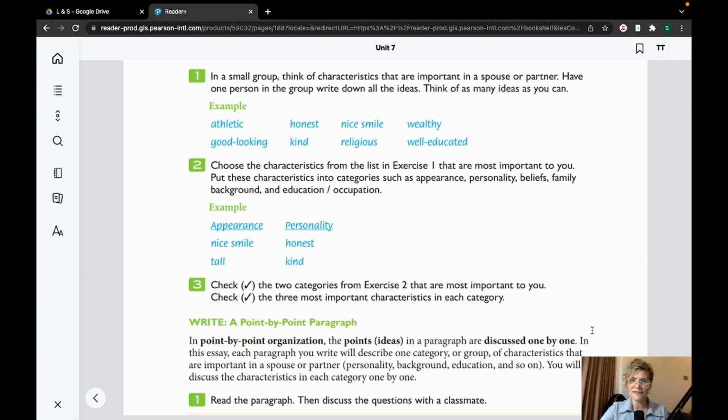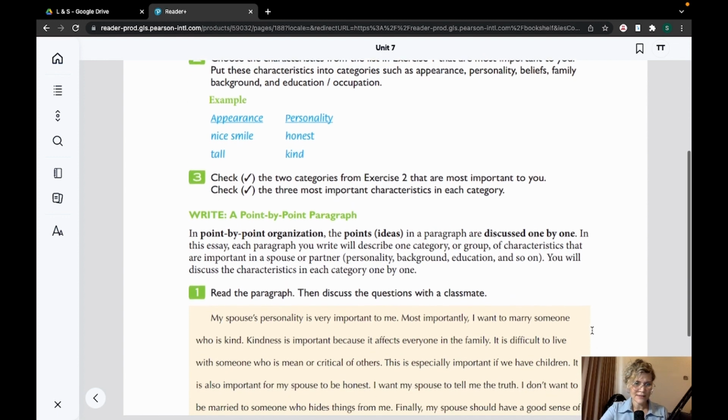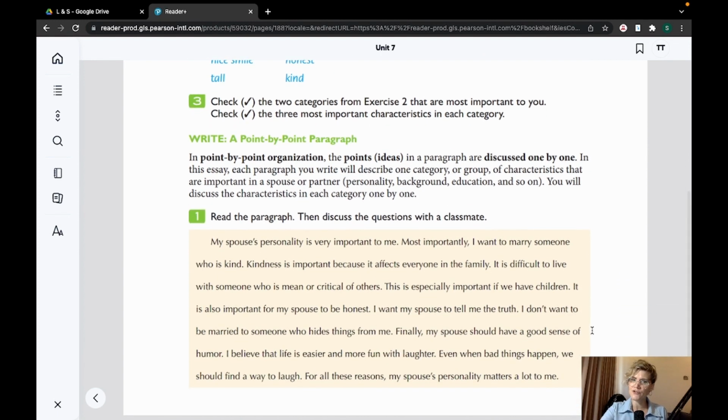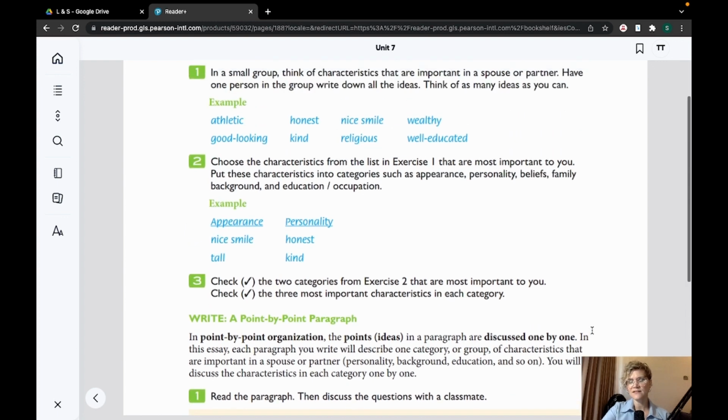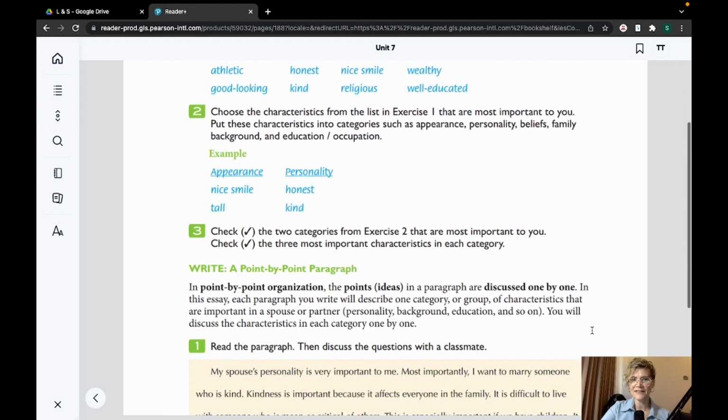So you could do that. Choose characteristics from the list in exercise 1. And then you could start off by writing your outline. But before you do that, it is important that you research first. So really the first step is brainstorming. In this case, it directs you to do categorizing. You can do a pyramid, you can do free writing, you can do just an outline, make a list, a mind map, whatever you want. But you could also follow this by categorizing. When you've gotten your ideas, you're going to do research.